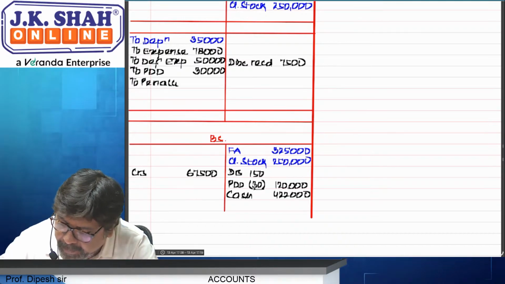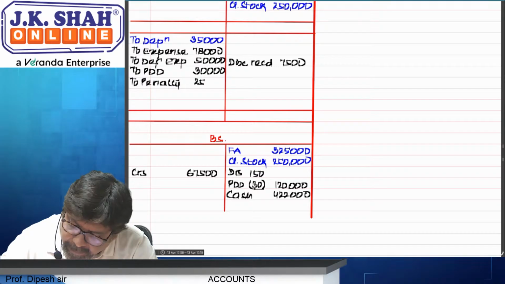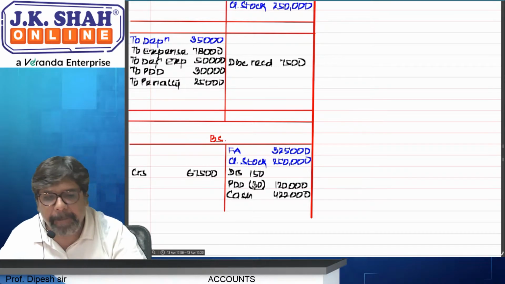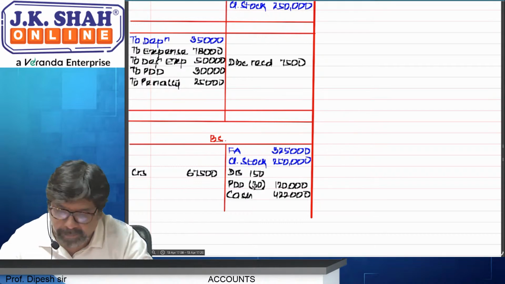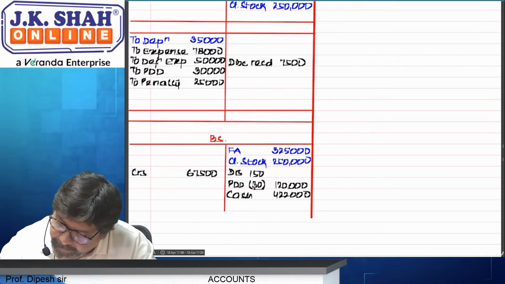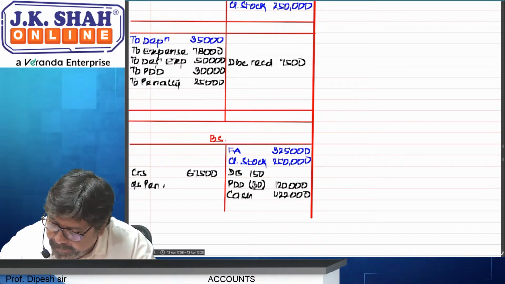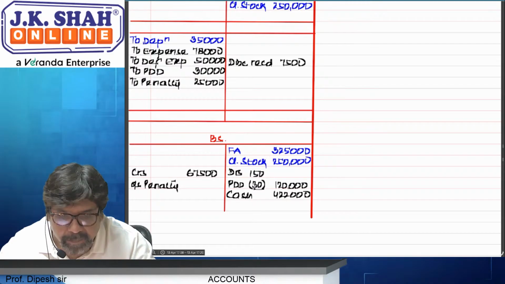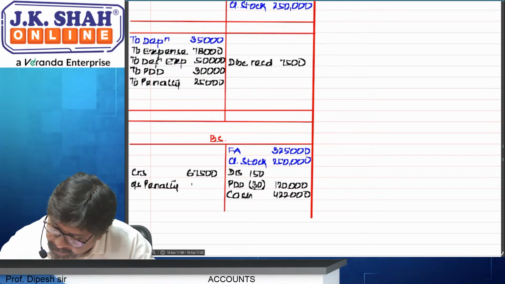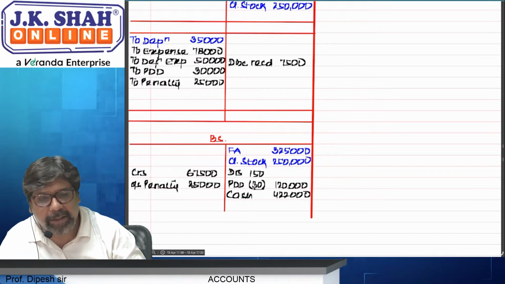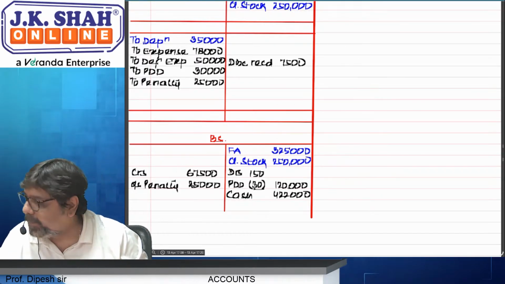Why we will pay early? Because we are shutting down. So penalty 25,000. That is paid or yet to be paid? अरे penalty is yet to be paid, no? तो क्या हो जाएगा? Outstanding penalty. How much? 25,000. So all adjustments are over. Correct?